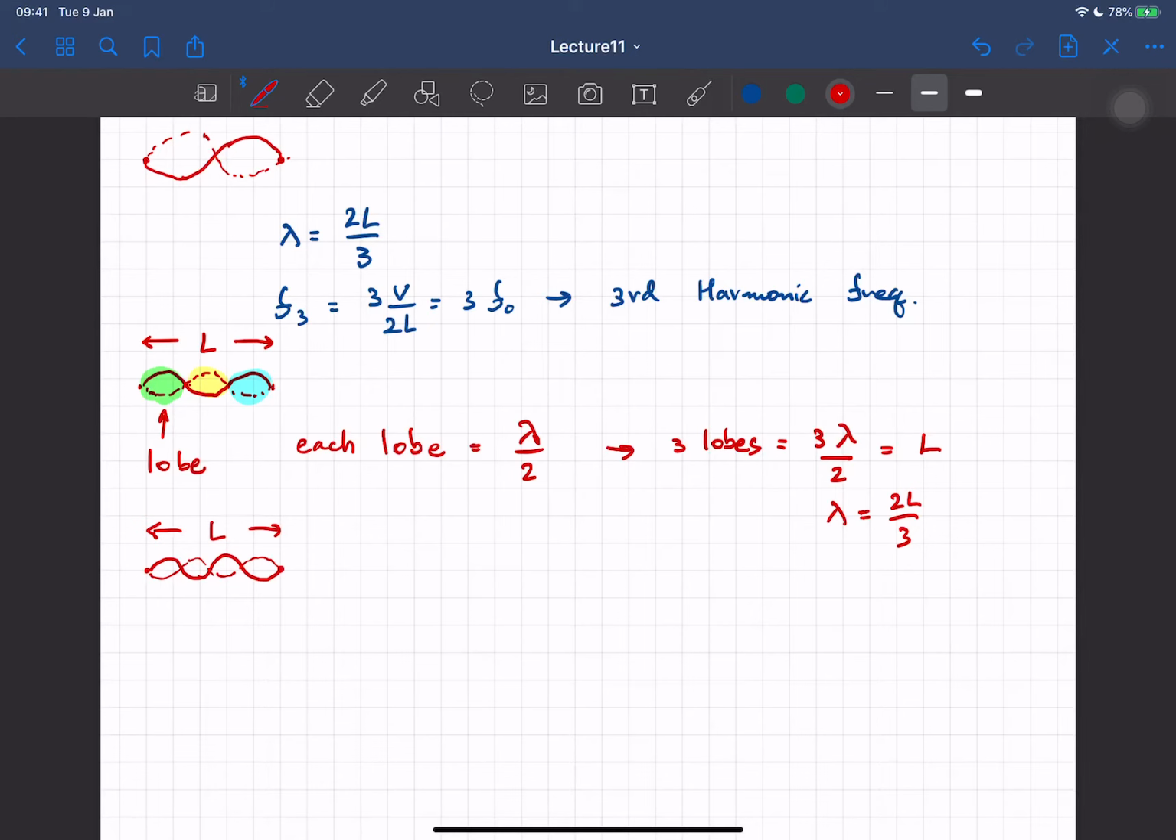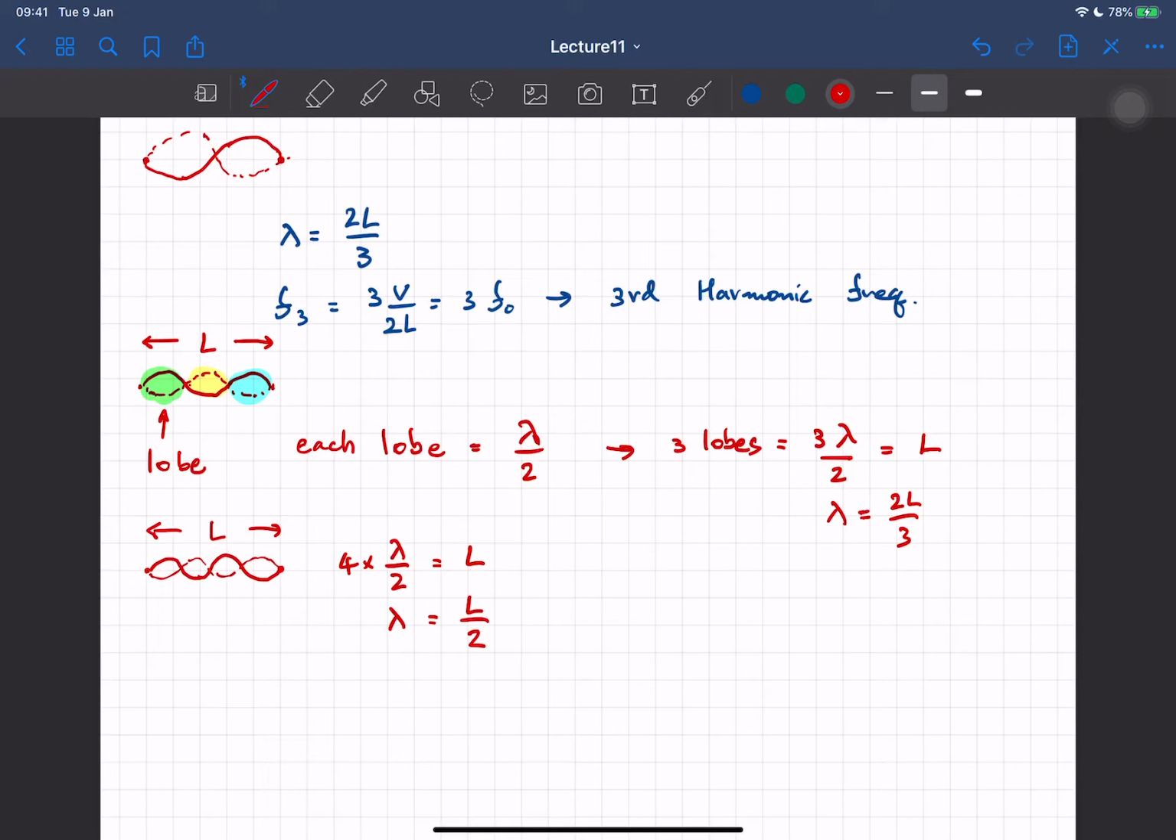So what is the wavelength? The number of lobes is 4, and each lobe is lambda over 2, and that's equal to L. So that means lambda is L over 2. Okay, so each lobe is lambda over 2. This is an easy way of figuring out what the lambda should be.